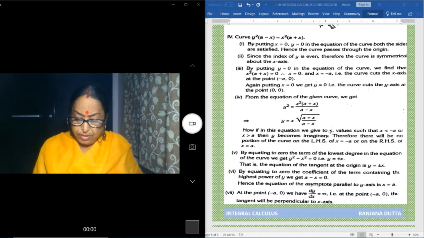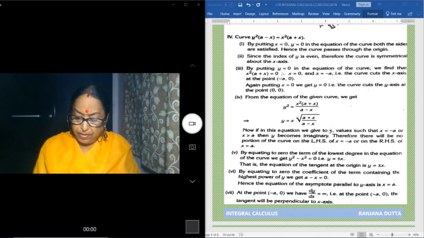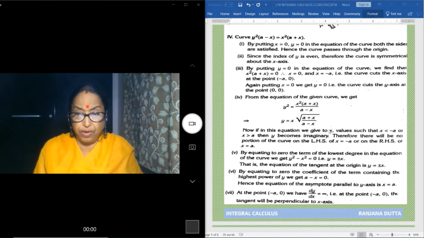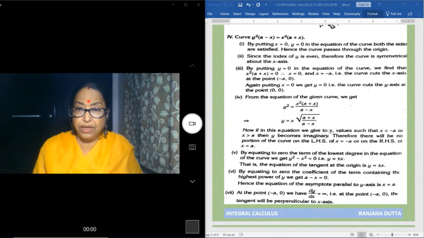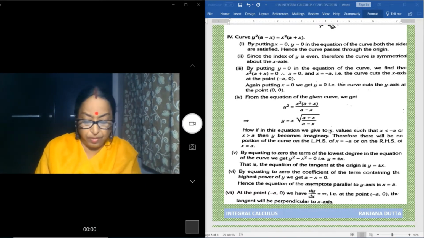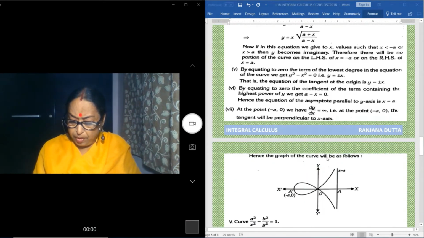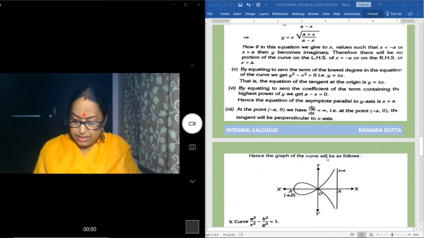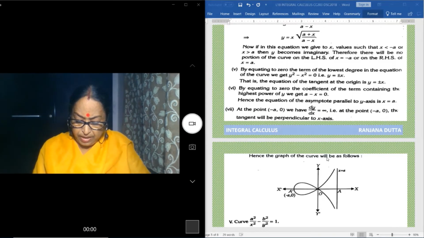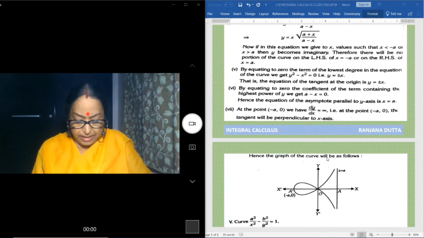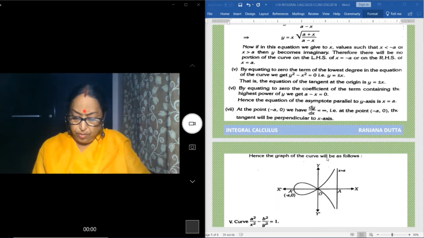By equating to 0 the coefficient of the term containing the highest power of y, that is for the asymptote, we get a minus x is equal to 0, that is x equal to a will be the asymptote. At the point minus a, 0, we have dy by dx is equal to infinity, and at the point minus a, 0 the tangent will be perpendicular to the y-axis.